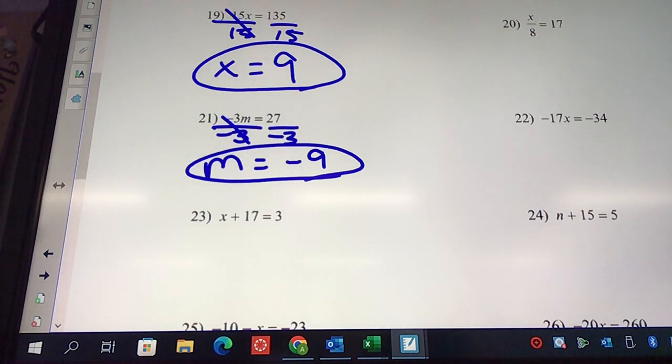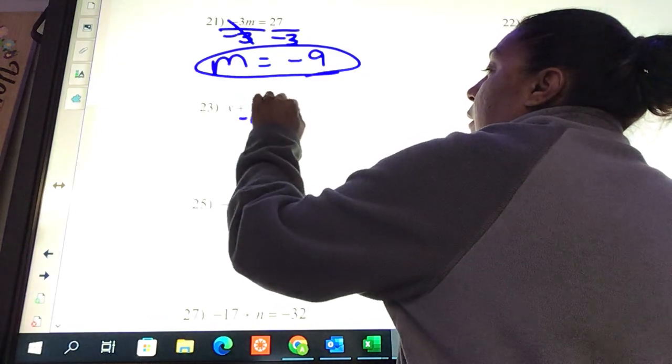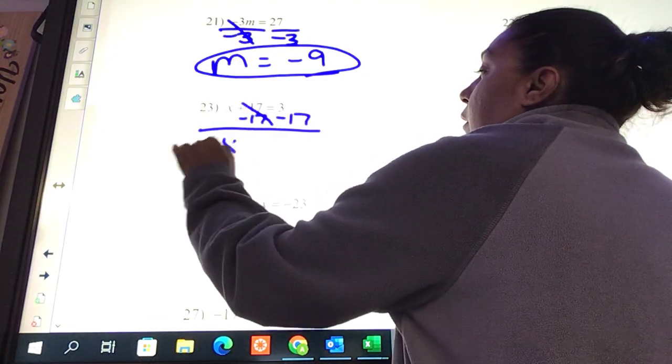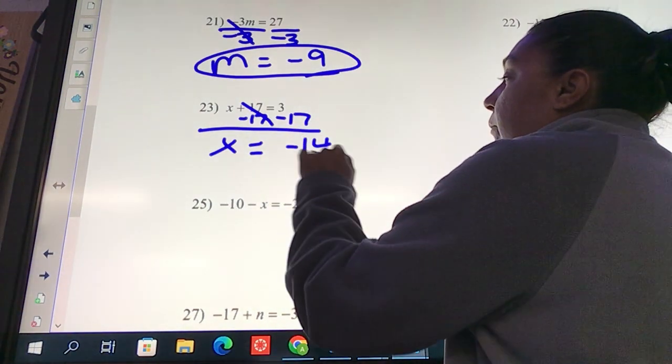Okay, 23, I got x plus 17 equals 3. What needs done? Subtract the 17. We get x equals, what is 3 minus 17? Negative 14. Negative 14.